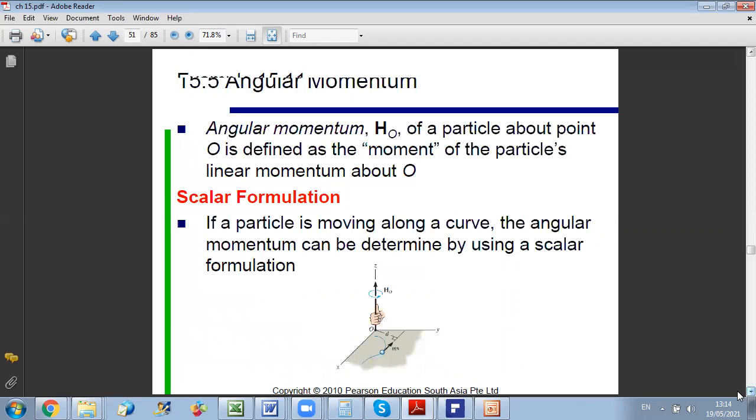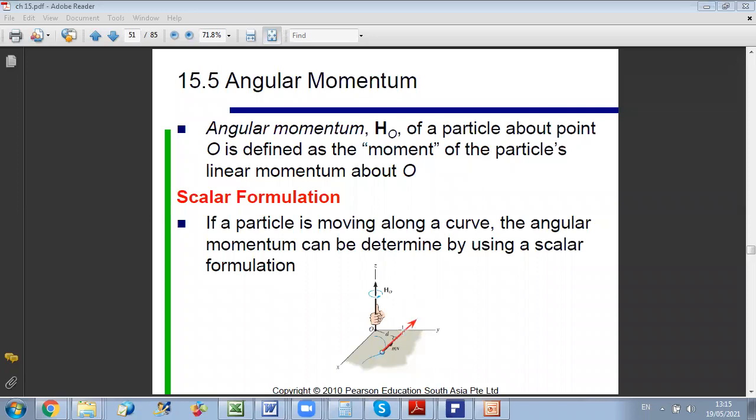Now, another section in this chapter is angular momentum. So until now, we have talked about linear momentum. Now we will introduce angular momentum. In the case of angular momentum, we should first define what angular momentum is. Angular momentum represents the moment of the linear momentum vector. Linear momentum is the vector mv.